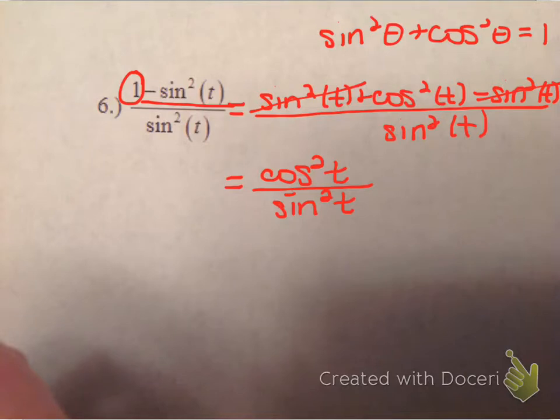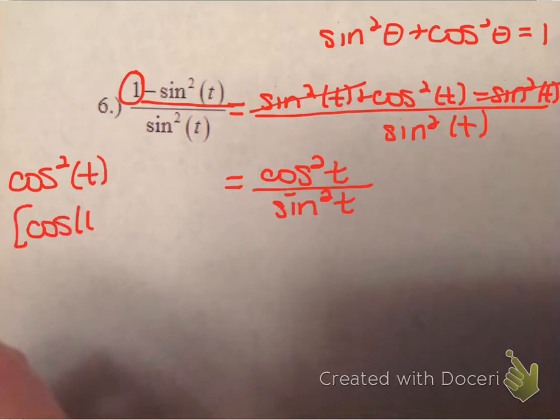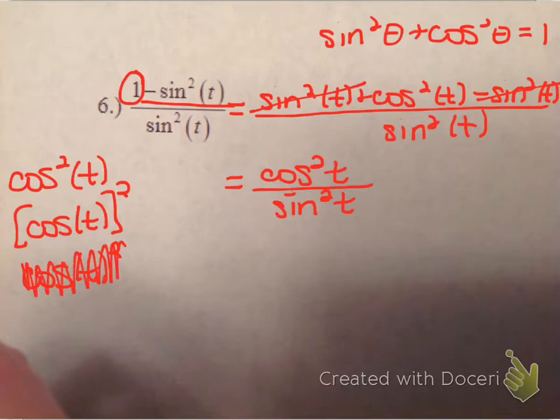Now, once again, this next step is one that we typically would not require that you show. I normally wouldn't show it, but I want to remind you of something. Cosine squared of t is the same thing as cosine of t, the entire quantity being squared. Make sure that you write it that way, one of these two ways. You can't write it like this, because then it's the angle t being squared, not the cosine value. But what that also means is that this fraction is the same thing as cosine of t over sine of t, quantity squared.